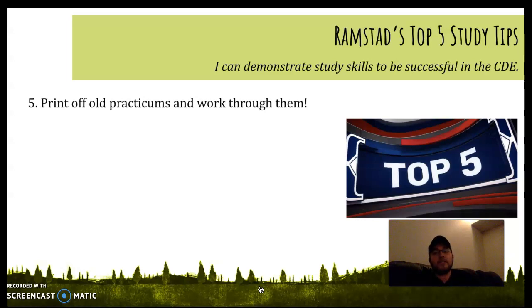So number 5, print off old practicums and work through them, and really work through them. Try to do the math, show your work, and know where you went wrong. And I'll explain a little bit later what I mean by that. But basically, the only way to practice for this contest is just to sit down with some old practicums and work through them. And the nice thing about this contest is that the numbers all kind of blend together a little bit, so you could go back a few years later or a few weeks later and redo a practicum you did and probably not remember any of the answers because it's just a bunch of numbers and you're not going to remember them. So you can kind of go back and redo things as needed, which is awesome. So print off those practicums and work through them as best as you can.